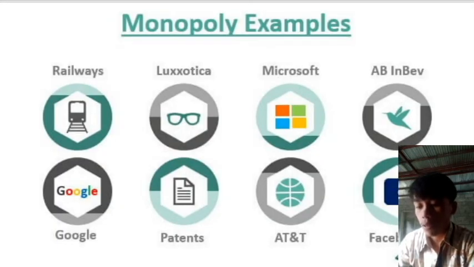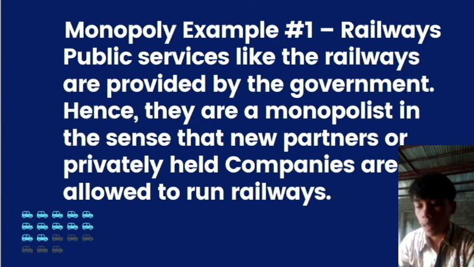These are examples of monopoly: railways, Microsoft, Google, patents, AT&T, and Facebook. Example number 1 of monopoly is railways. Railways are a public service provided by the government. Hence, they are monopolies in the sense that new partners or privately held companies are not allowed to run railways.